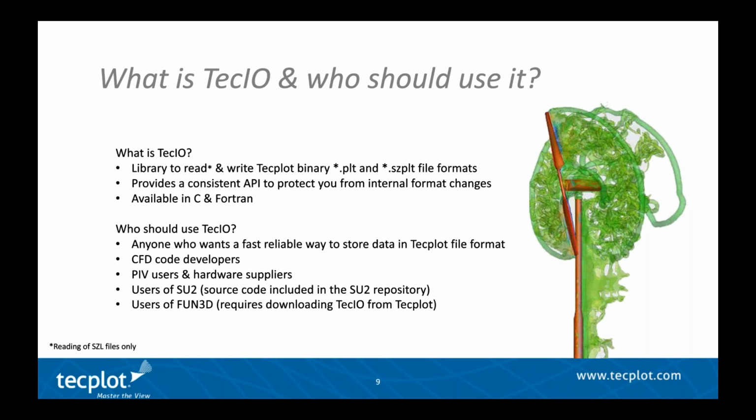And then SU2 and Fun3D are a couple of codes that are available that actually bundle TecIO with them. SU2, the TecIO code is bundled with SU2 in their repository. Fun3D does require a separate download of TecIO from our website, but then if you compile Fun3D with TecIO, you're going to be able to get either PLT or SCPLT output. If you're compiling Fun3D and running it in parallel, we highly recommend that you use TecIO MPI, which is our parallel version. We'll talk about that in a little bit as well.